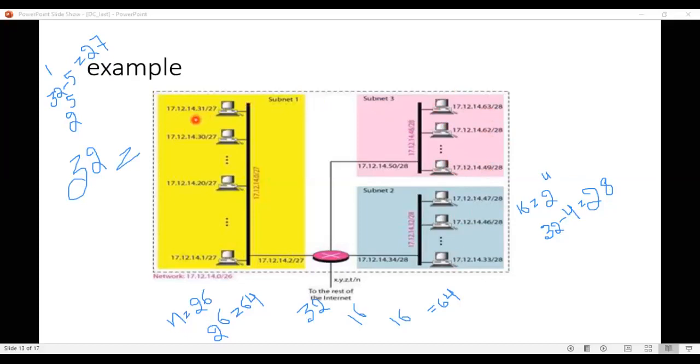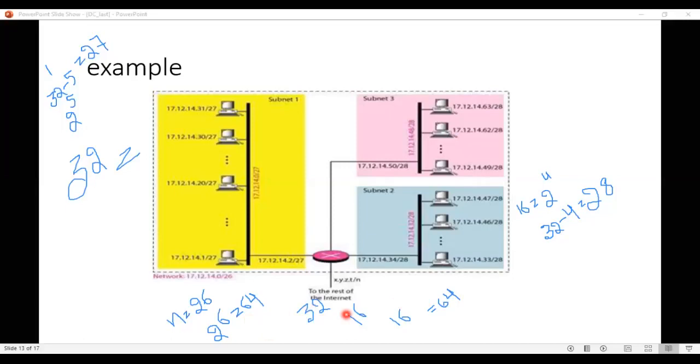So in total, this particular network will have 64 addresses. 1 to 32 here, 33 to 47 here, 48, then 49 to 63 here in this third subnet. Understood, right?